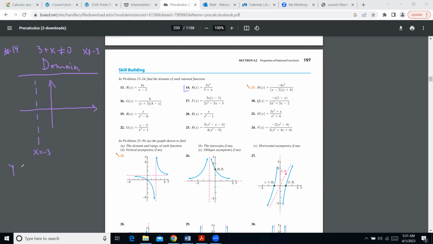Now, when you're graphing this function, y equals 5x to the second power divided by x minus 3.